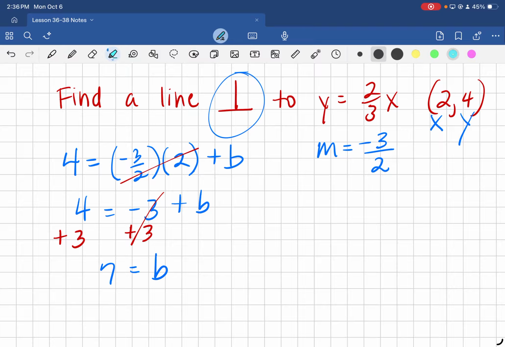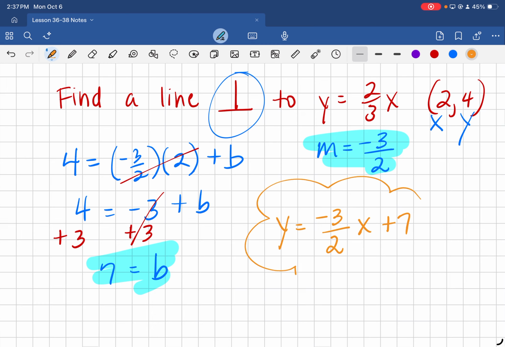All right. I have my m. I have my b. I am ready to write my final answer. Go ahead, Gabby. Tell me what I should write for my final answer. y equals -3/2 x plus 7. Ta-da! Questions?